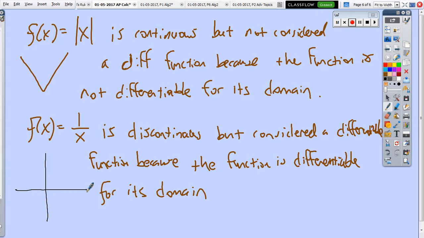But she's asking if it's a specific domain, is it differentiable? Yeah, if they specify a different domain. But we're just talking about the entire function. It is true, I said earlier, that this guy is differentiable everywhere except where this corner occurs.